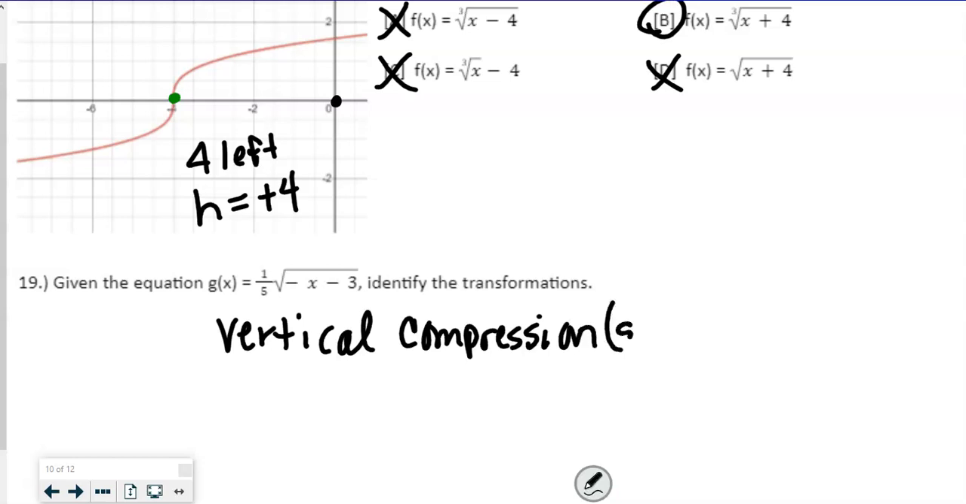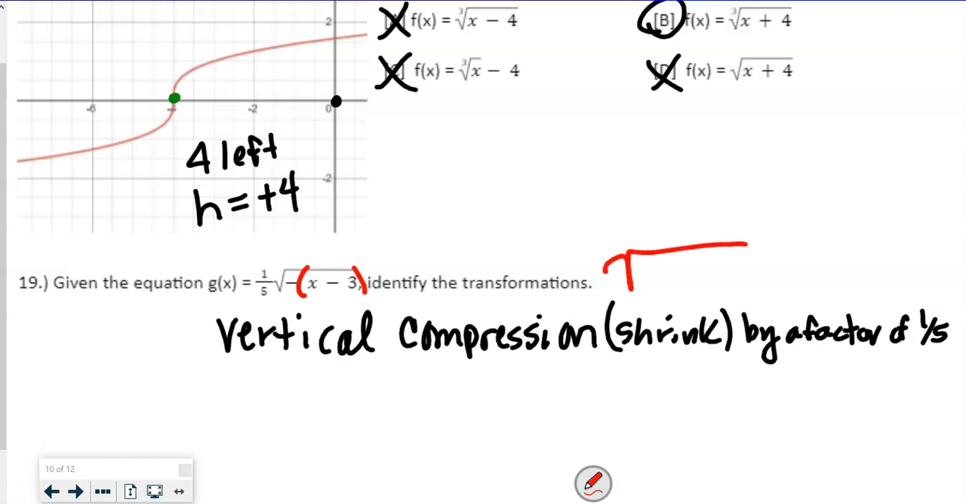Vertical compression or shrink by a factor of 1/5. Okay, then what is that minus out front? Okay, so we better pause a second. Y'all notice this? If that's that way, then we want to factor out a -1 first. So let's go ahead and do that underneath that radical. Do a -1 times x plus 3. Y'all, we want to factor that first if we can, okay?